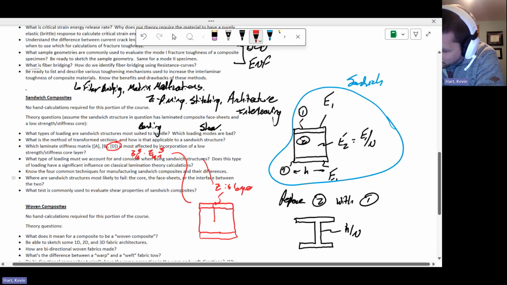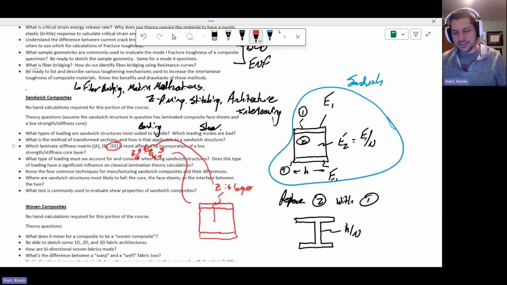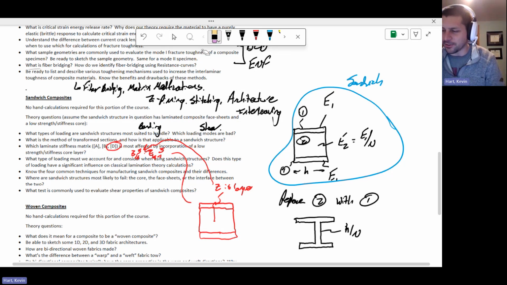And so when you start cubing that z term, that's going to blow up your D matrix, right? The face sheets being on the outside are very, very stiff. And so that Q bar K multiplied by that very large zk cubed minus zk minus 1 cubed term is going to explode the D matrix. Huge changes, thousands of times difference than what you would expect from a thin laminate alone. Okay? Huge, huge differences, huge effects, right?